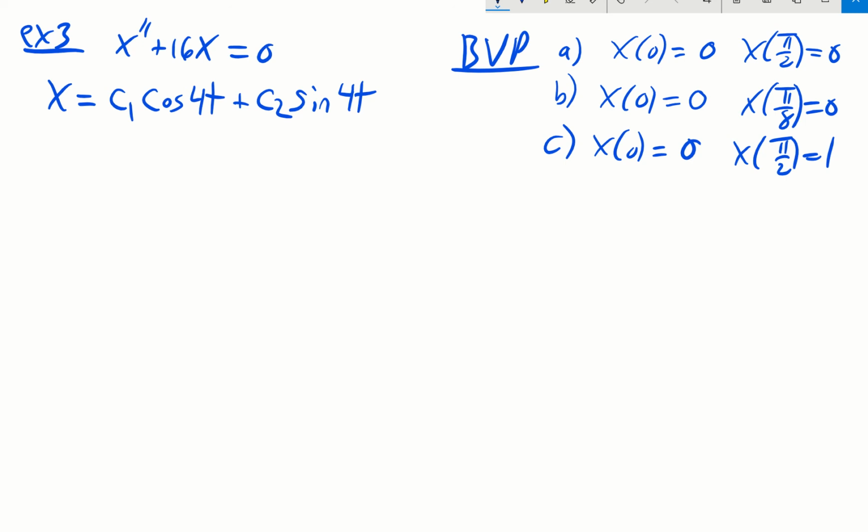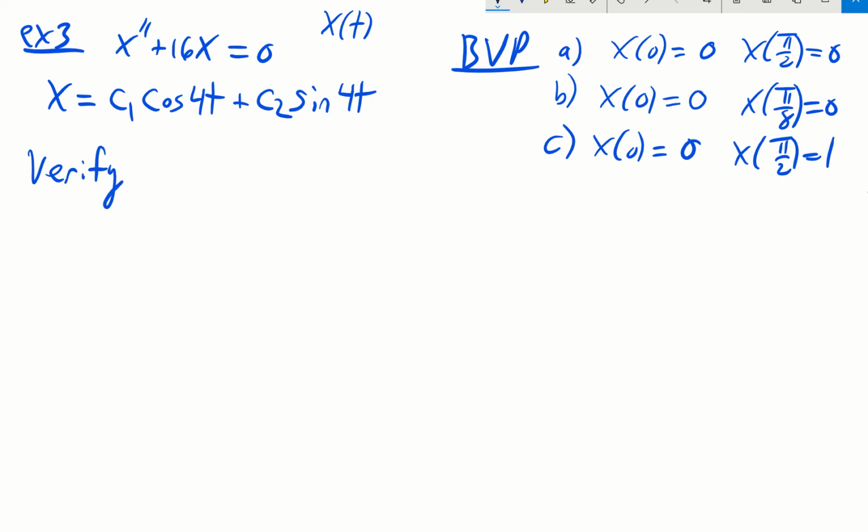Excuse me. Let's take a look at example 3. Here we have the differential equation x double prime plus 16x equals 0, and we're thinking of x as being our dependent variable, and we're thinking of x as being a function of t in this case. The textbook tells us that a solution to the general differential equation is going to be x equals c1 cosine of 4t plus c2 sine 4t. Let's actually go ahead and verify this. Let's check this.